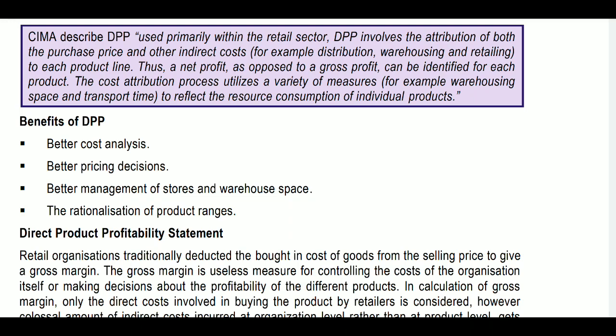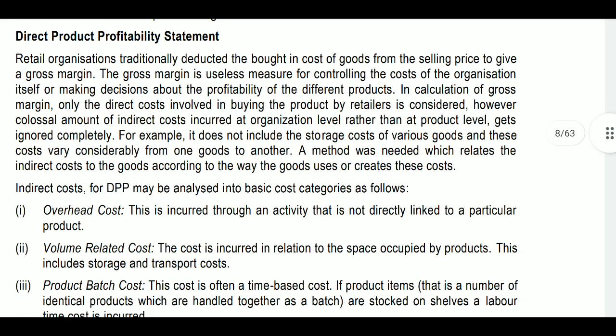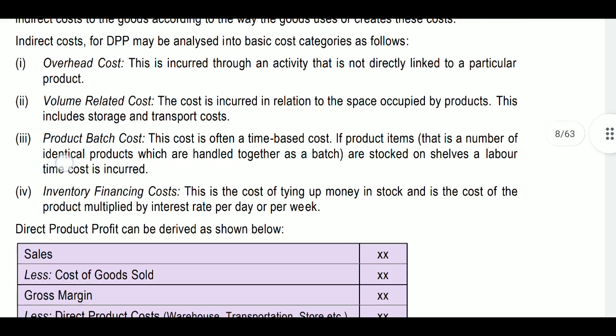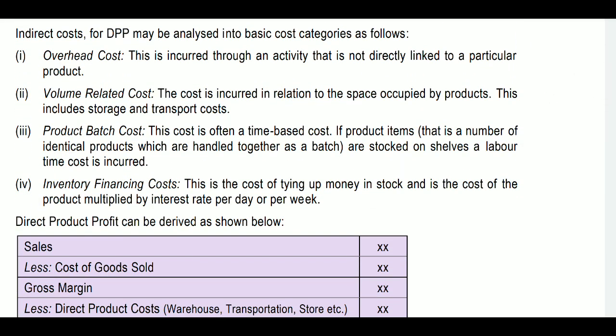Next, the DPP statement. What is this DPP statement? Here the indirect cost for DPP may be analyzed into basic cost categories. What are the basic costs? Overhead cost, volume related cost, product batch cost, inventory financing cost. Overhead cost means it is incurred through an activity that is not directly linked to a particular product. Volume related product cost means cost incurred in relation to space occupied by the product. This includes storage and transportation cost.